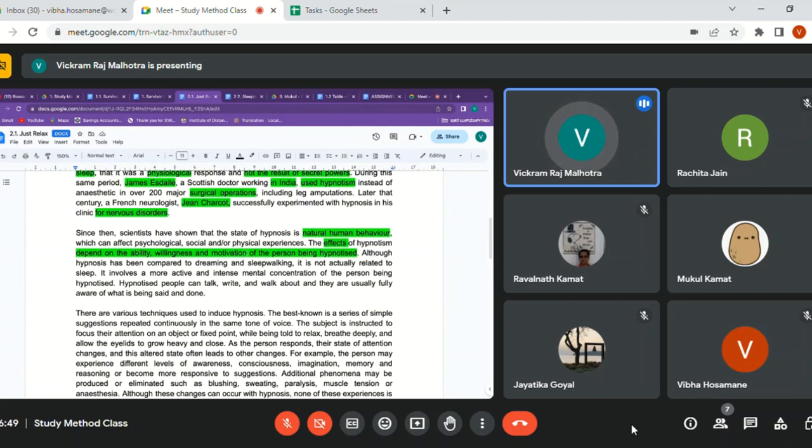Should I remove "of the person being hypnotized," because that is pretty evident? Just to remove clutter. Is it okay if you do this? It's okay if you remove. Yes, all right. Please go ahead. Next.